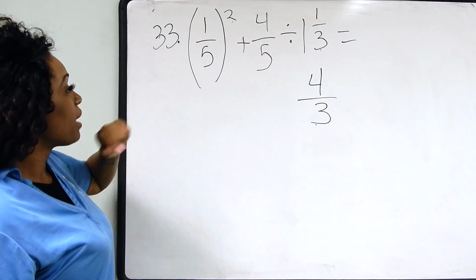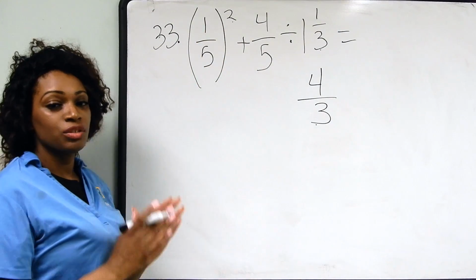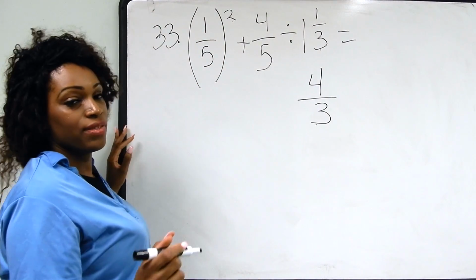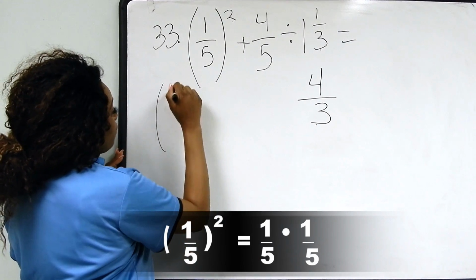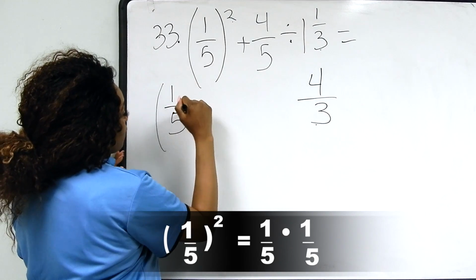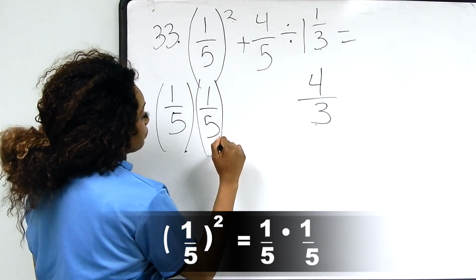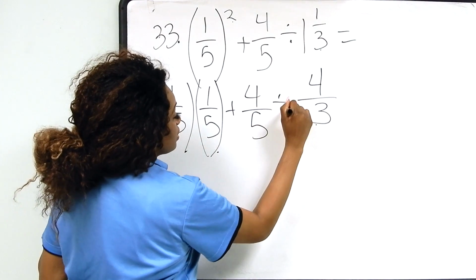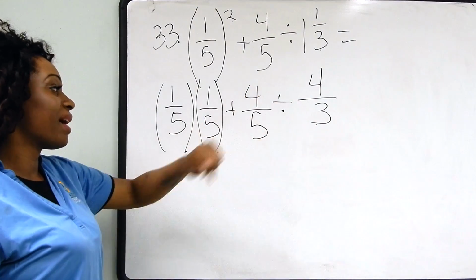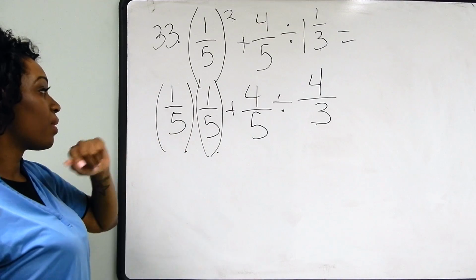Now let's look at this side. 1/5 squared simply means 1/5 times 1/5. It just means 1/5 times itself. So we're going to do 1/5 times 1/5, and we're going to bring down 4/5 because there's nothing we have to change with that. So now we look at 1/5 times 1/5.